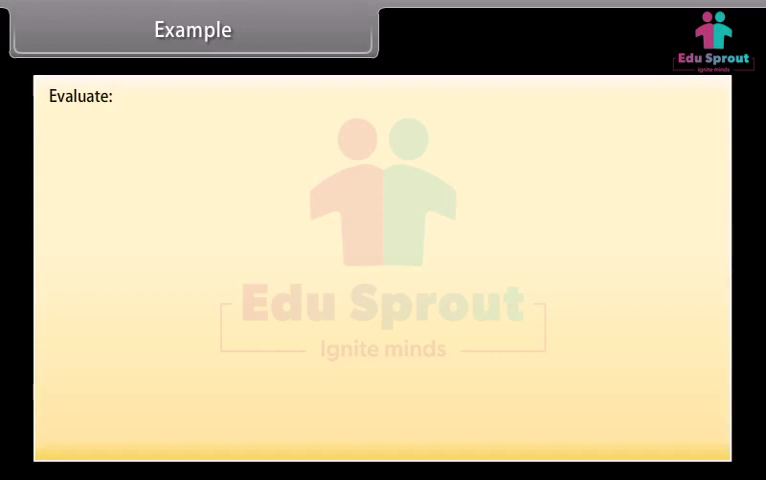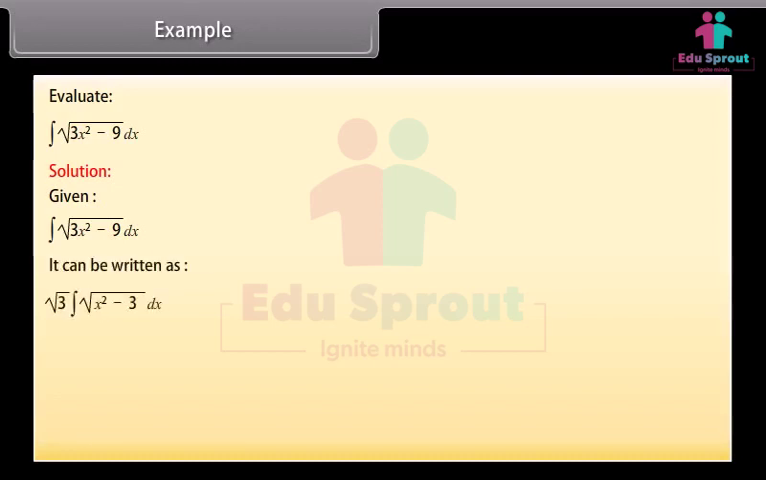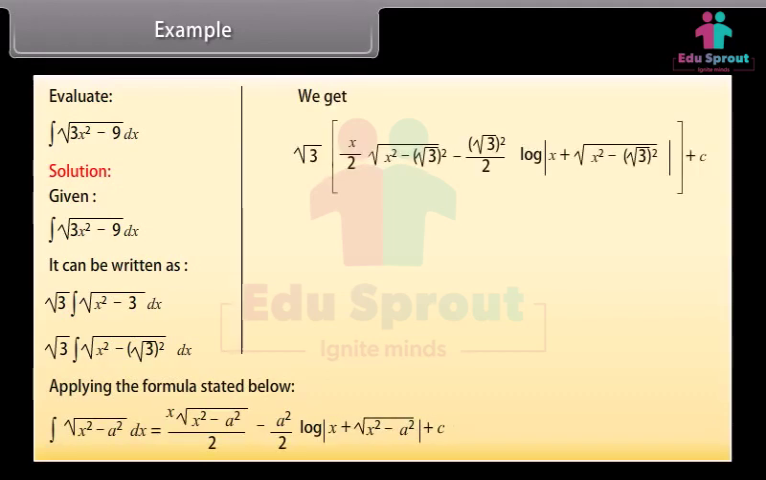Example. Evaluate the integral of square root of 3x square minus 9 with respect to dx. Solution. Given integral of square root of 3x square minus 9 with respect to dx. It can be written as square root 3 into integral of square root of x square minus 3 with respect to dx, which is square root 3 into integral of square root of x square minus square root 3 whole square with respect to dx. Applying the formula stated above, we get square root 3 into x by 2 into square root of x square minus square root 3 square, minus square root 3 square by 2 log of mod of x plus square root of x square minus square root 3 square, plus c.